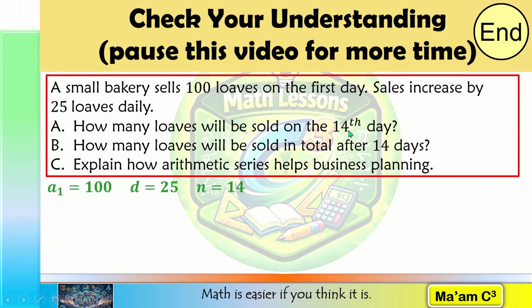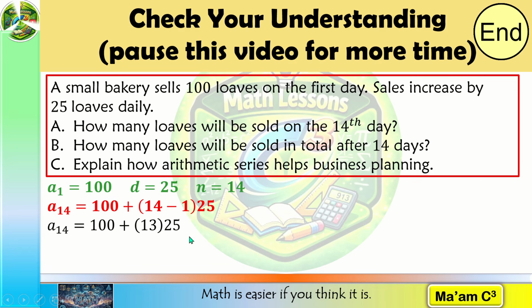We are going to use the formula for finding the nth term. So a sub 14 will be equal to 100, our a sub 1, our n is 14, and our d is 25. 14 minus 1 is 13. 13 times 25 is 325. Plus 100 is 425. So meaning, on the 14th day, the small bakery sold 425 loaves of bread.